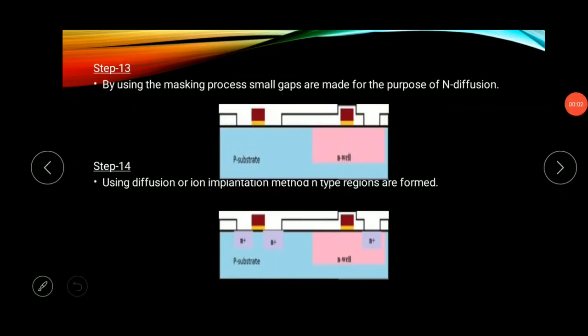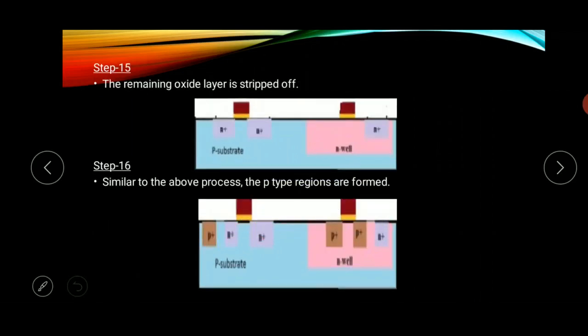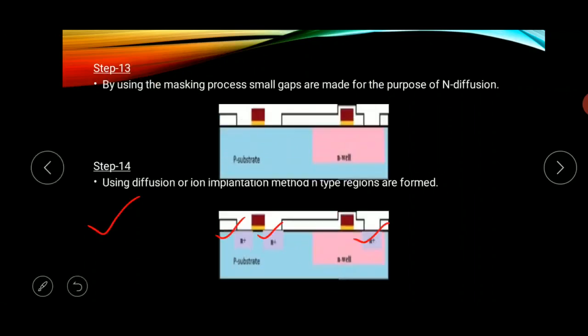After the formation of small gaps, in step 14, the impurities are added on the surface of the substrate. Which type of impurity? N-type impurity. Using diffusion or ion implantation method, N-type impurities are added, and due to this addition 3 N plus regions are formed. Then in step 15, the remaining oxides are removed. Remaining oxide means these layers are removed.